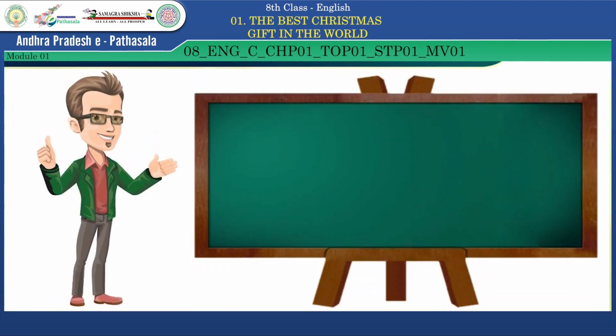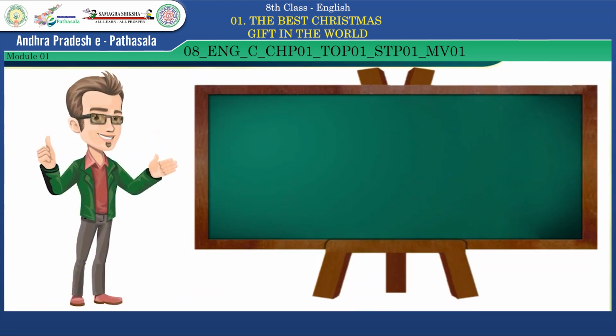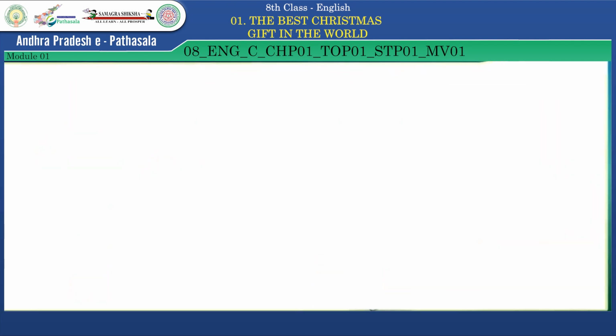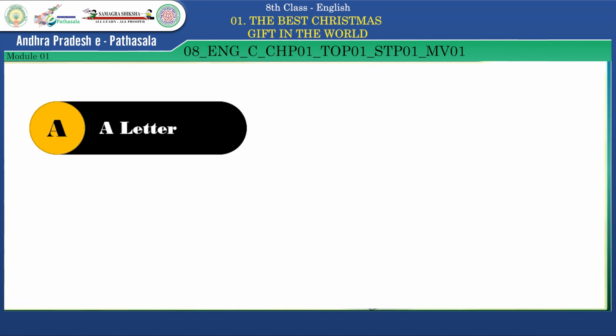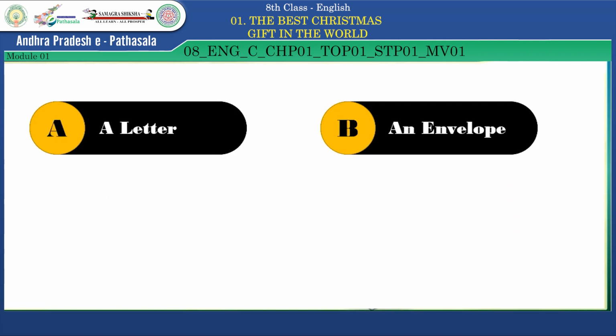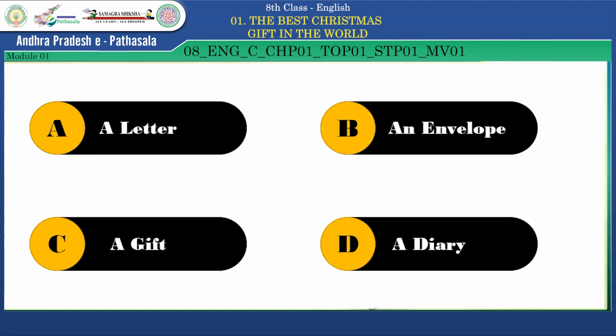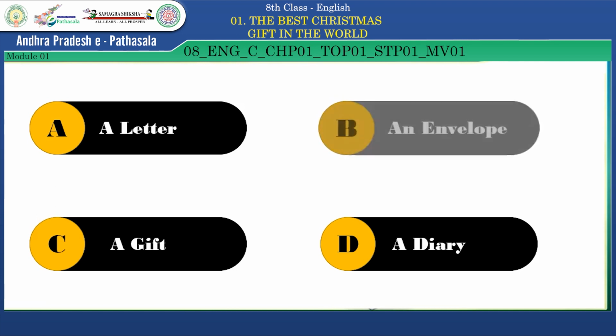Students, let us check how far you have understood the passage. And the first question is, what was there inside the box? Options are A. A letter, B. An envelope, C. A gift, D. A diary. Can you guess the correct answer? Yes, the correct answer is option B, that is an envelope.